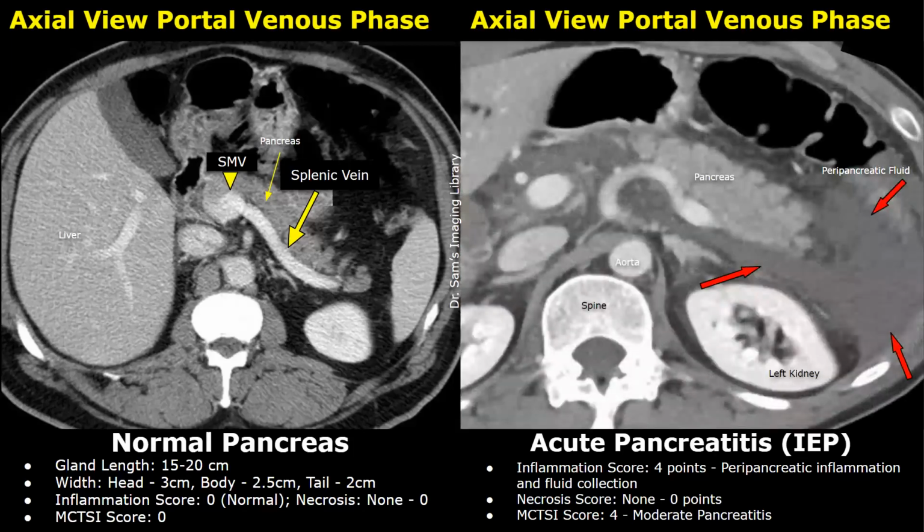In this image, we can see a part of the pancreatic body and tail with a large peripancreatic fluid collection. This hypodense fluid is located in the left anterior pararenal space. The pancreas enhances normally, so there is no sign of necrosis. The MCTSI score is 4.